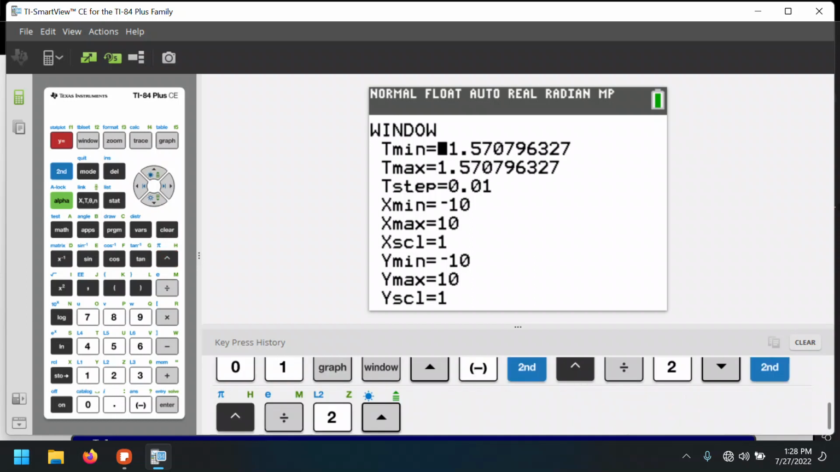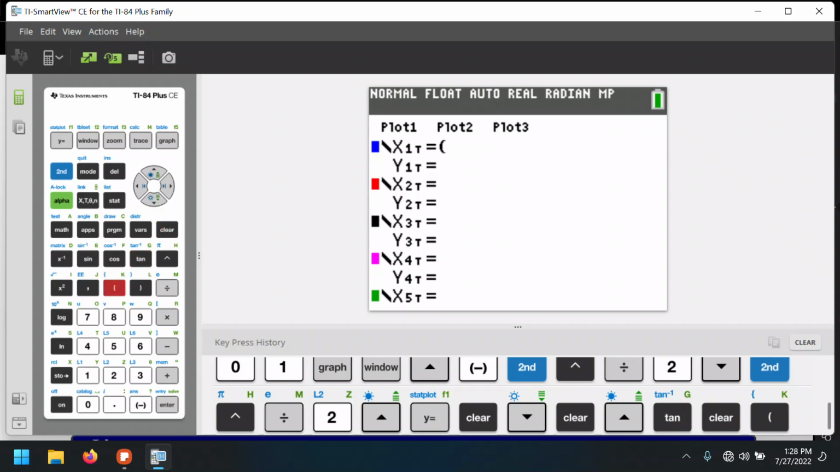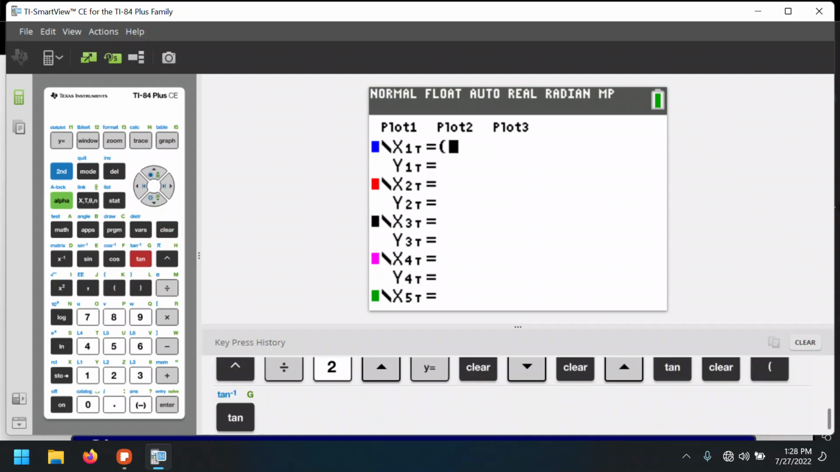Alright, and let's go to y equals to type our function. Clear whatever you have in here. The first one is tangent squared. You need to be very careful when writing the square for tangent. My advice is open parentheses, type the tangent function, put the variable, close parentheses for the angle, and close parentheses for the entire function, then square it.